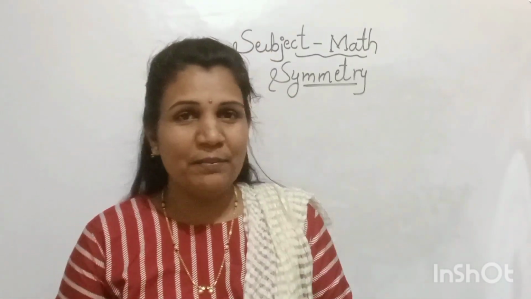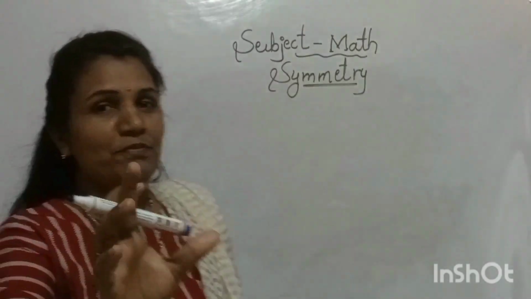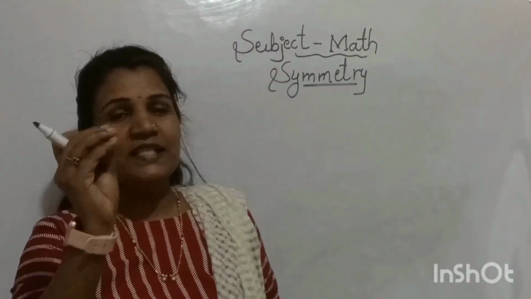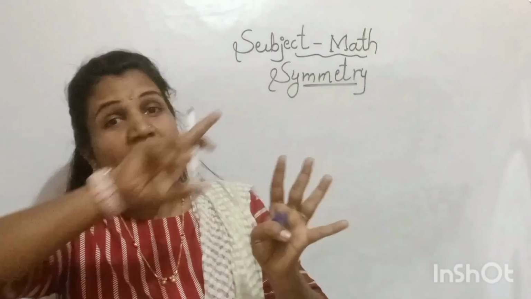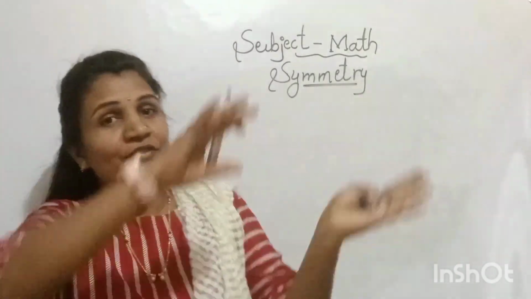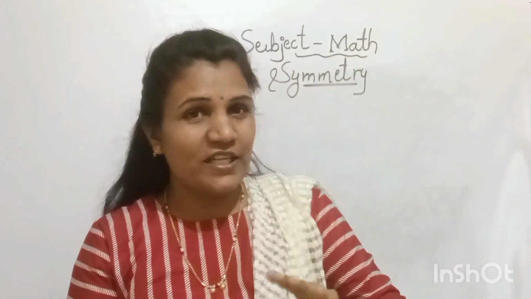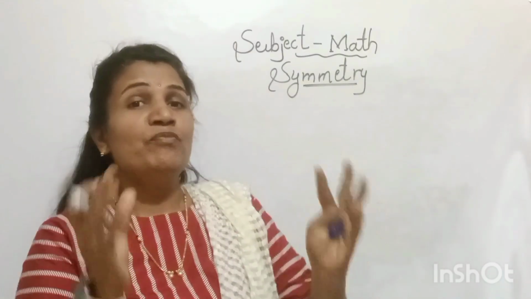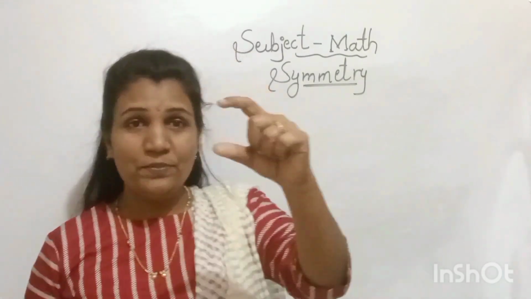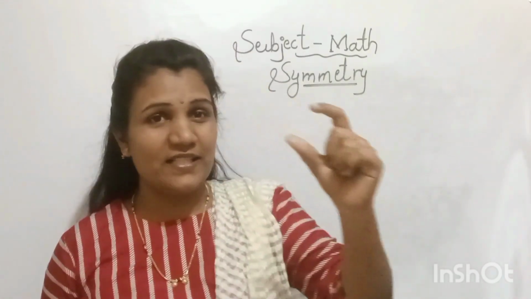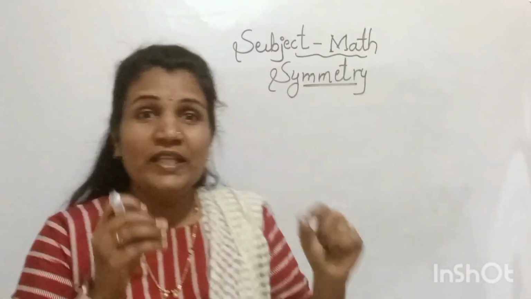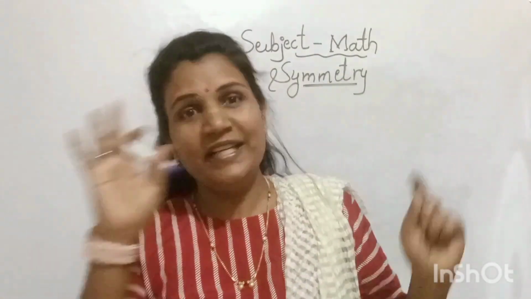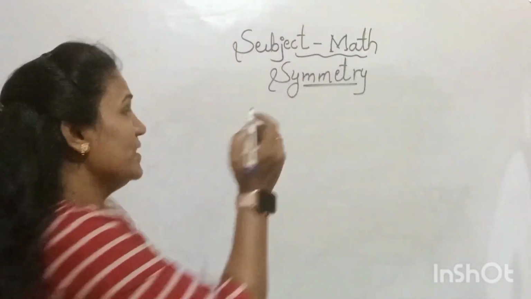Rotational symmetry is nothing but this: if an object or a letter or any thing, whatever it may be, is turned through a 360-degree clockwise rotation, how many times will the object or the letter get its original shape within the rotation of 360 degrees? I will take an example.